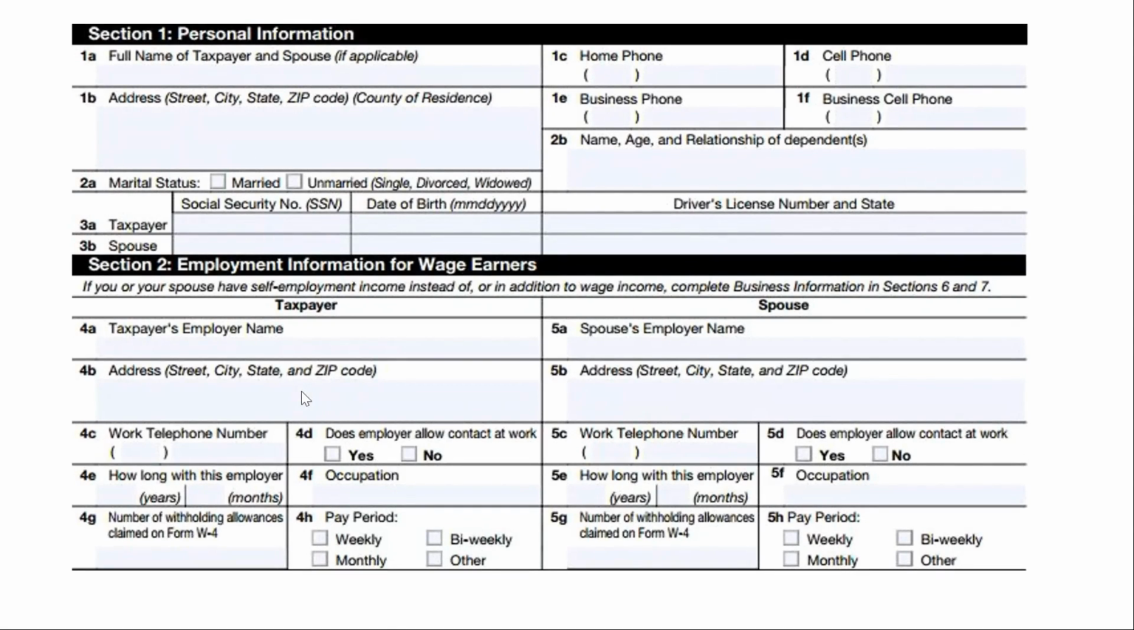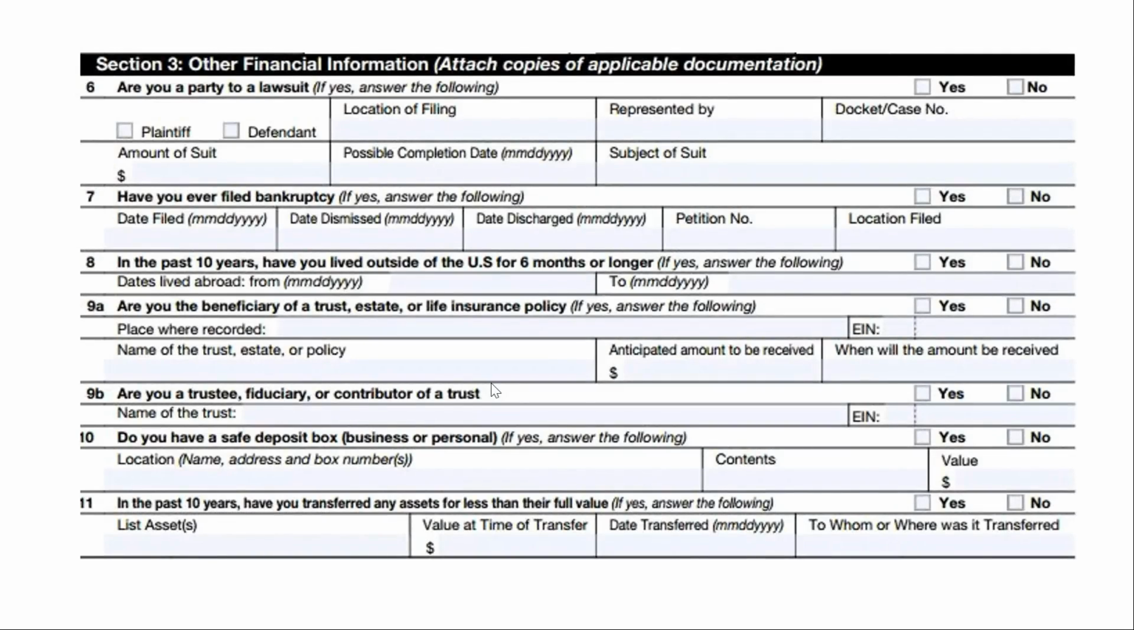Section 3. So this was section 1 and 2. Section 3, we're going to spend a few minutes on here. Section 3 is other financial information. These are what I call the really dirty questions. All of these questions have implications for your taxpayer.